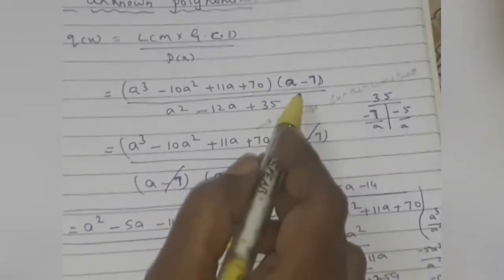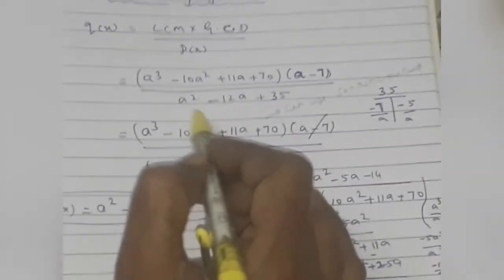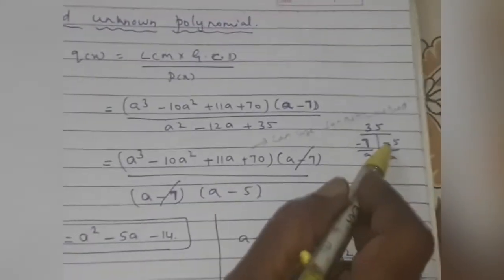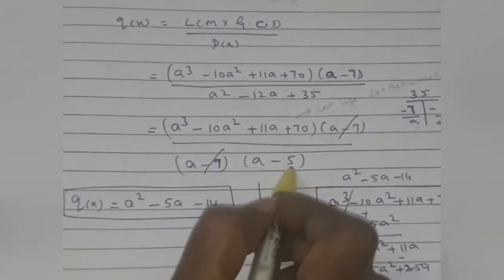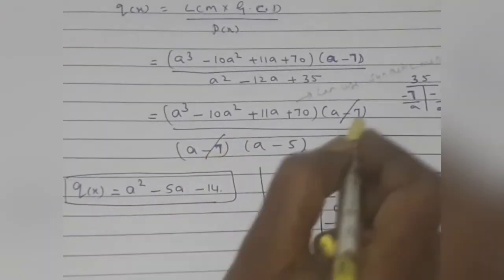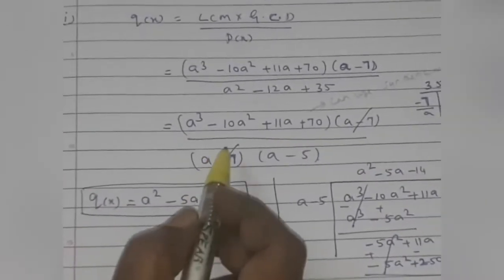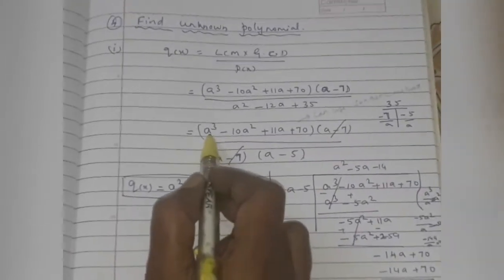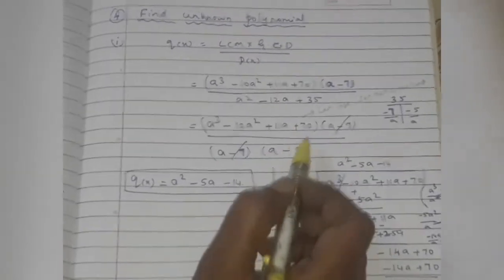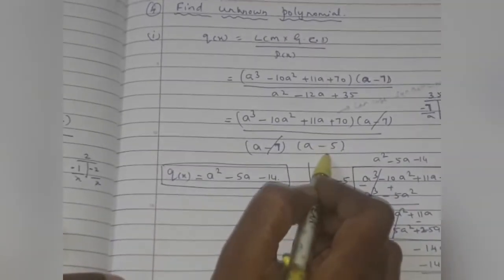Now you can factorize the denominator like this: a minus 7 into a minus 5. So a minus 7 gets cancelled, okay. Then what is the remaining thing? a cube minus 10 a square plus 11a by 10 plus 70 by a minus 5.